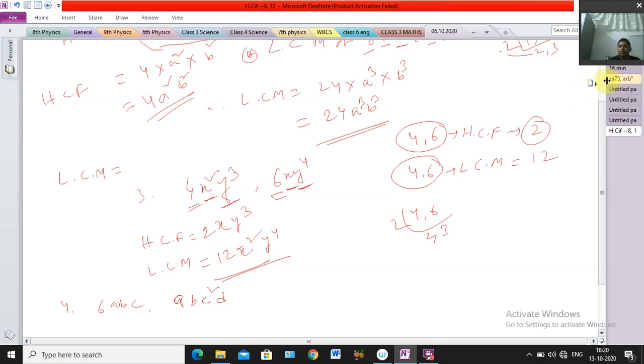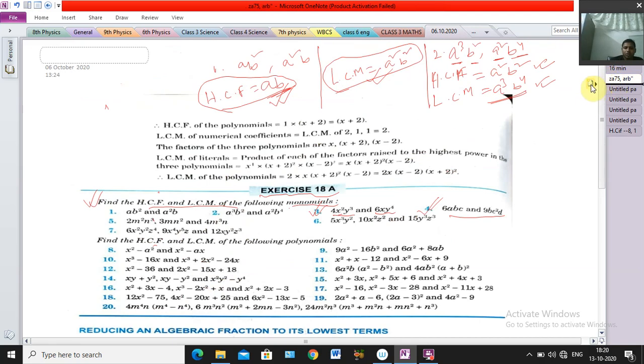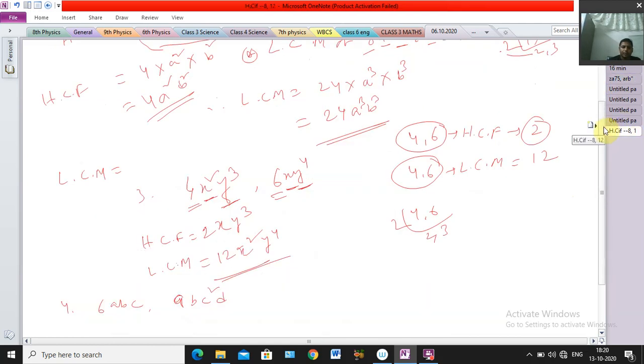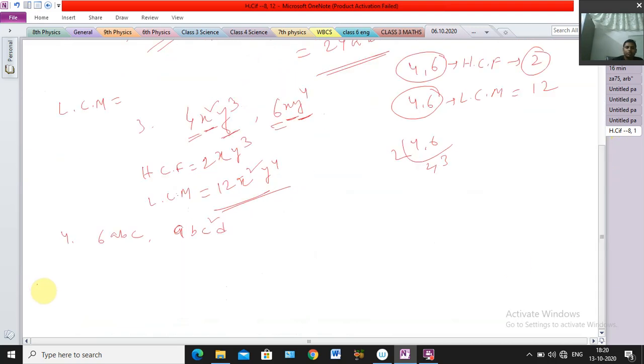After writing the question, you have to check it, because sometimes you can write the question wrong, and if you write the wrong question, your answer will be wrong only. So that's why you have to check it once. So 6abc and 9bc square d. Okay, this is the question. So how to do it? Here also we have to do it the same way. We have to find out the HCF and LCM.